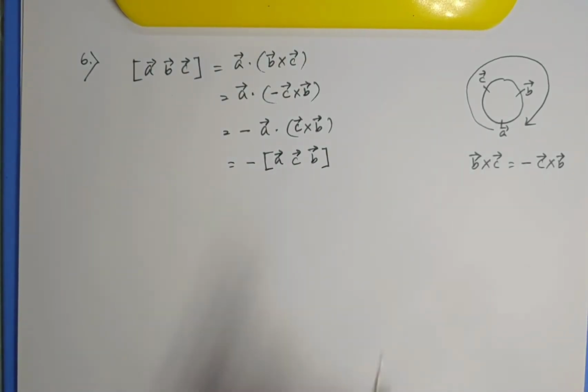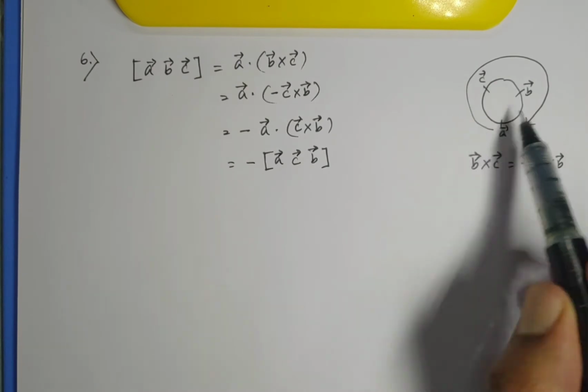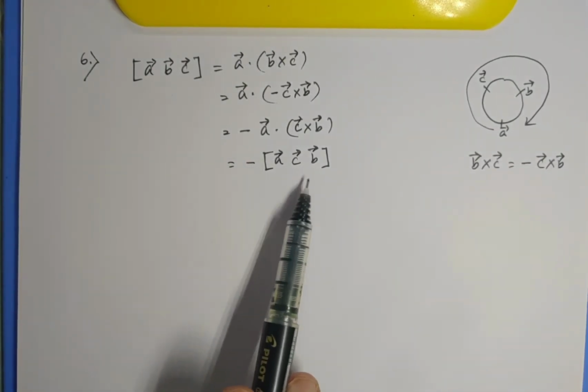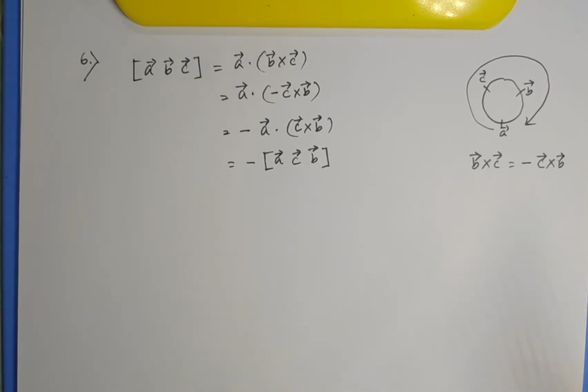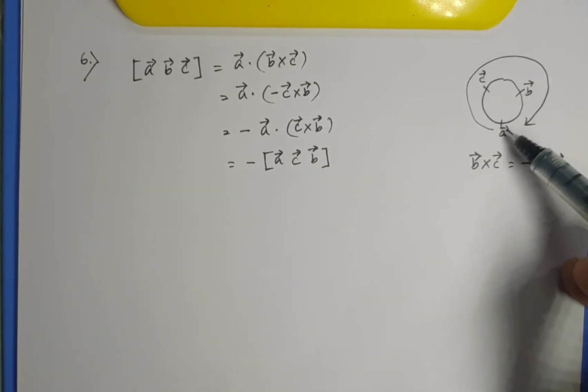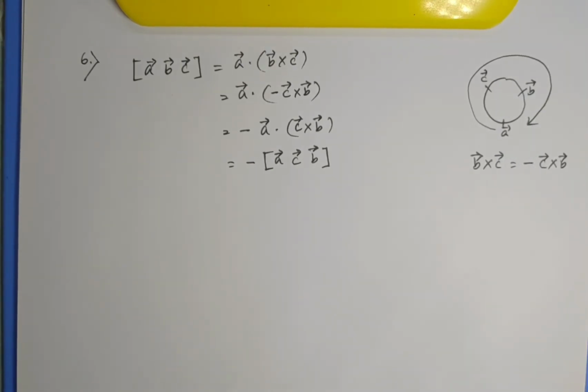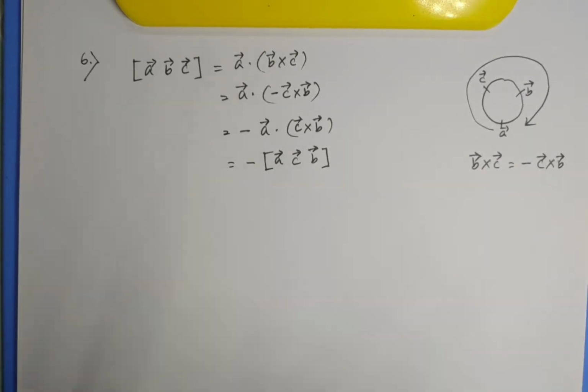Clear? So when you interchange the direction, the sign changes. So ABC becomes minus of ACB. In the same way, CBA will become minus of ABC. Understood? Clear? So that's it.